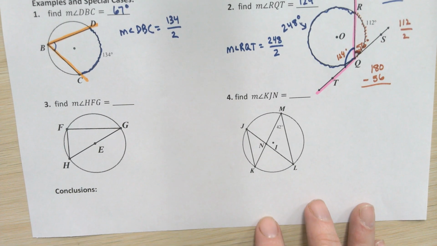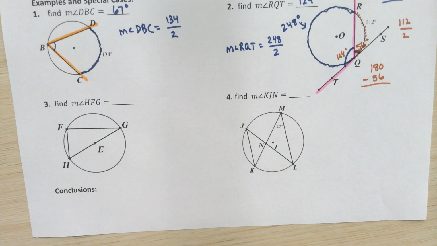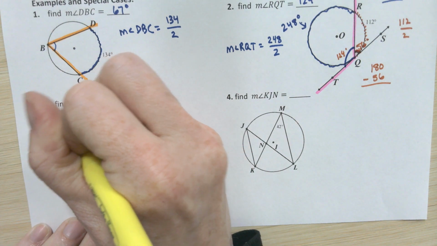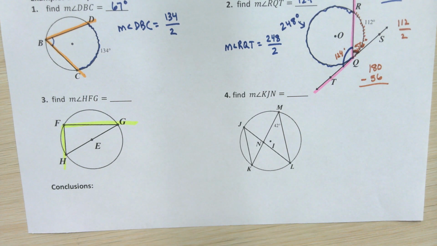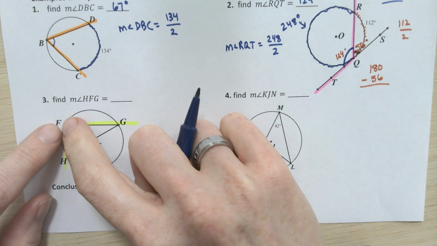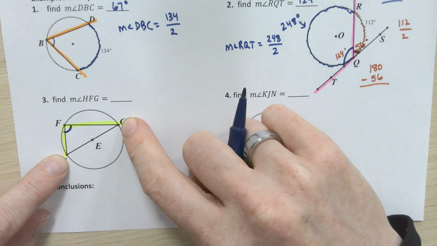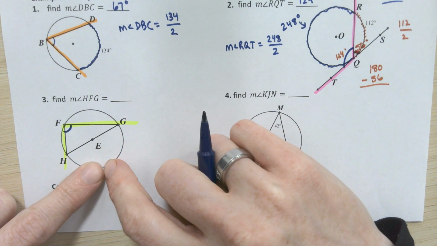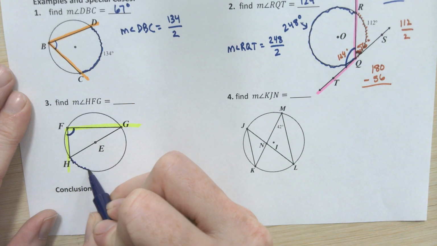All right, number 3, they've asked us to find the measure of angle HFG. So if we look at angle HFG, this corner up here is the one they want us to focus in on. That vertex is on the circle, so I'm going to travel out, and my intercepted arc is over here.